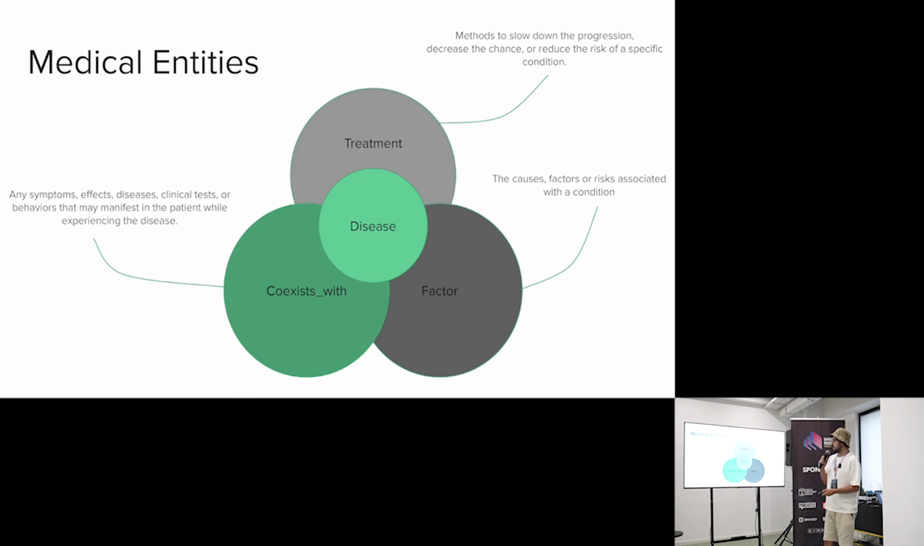The treatment is obviously going to be the methods that can slow down the progression of the disease. Then the factor, which covers causes, factors, or risks associated with the condition. And then coexists is basically another disease that can coexist with our main disease that we are interested in. So these are the entities that we will extract for the knowledge graphs.